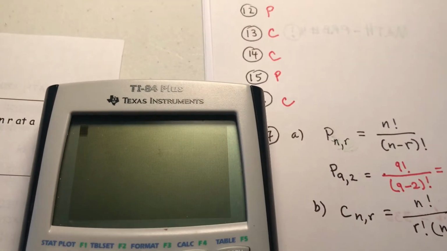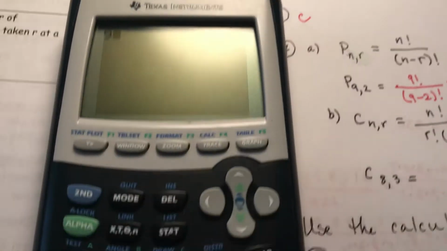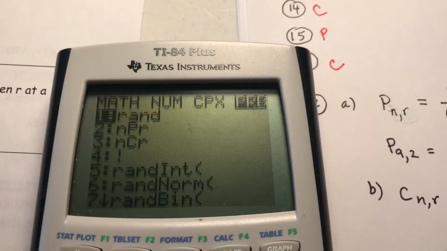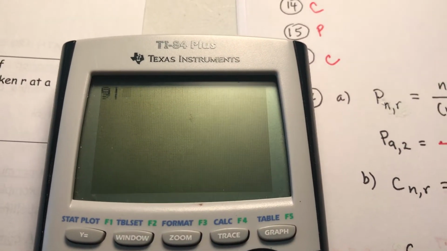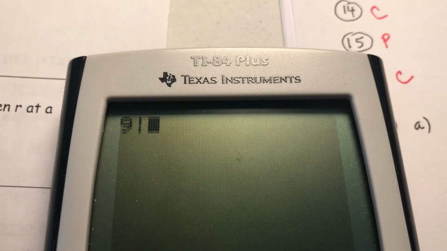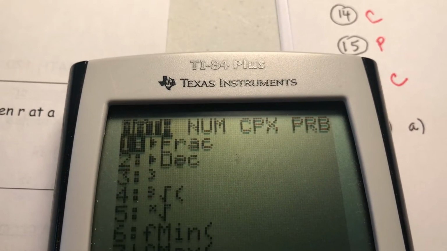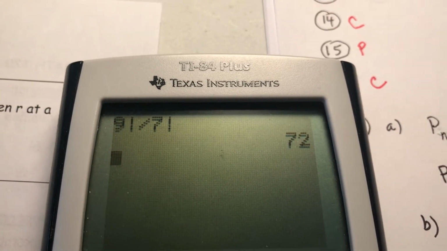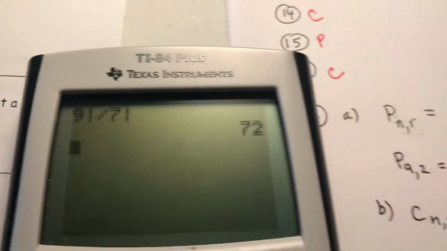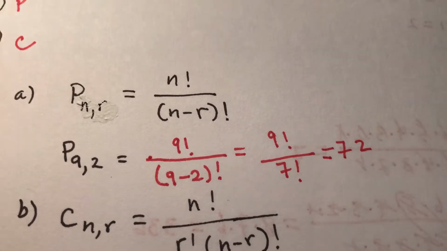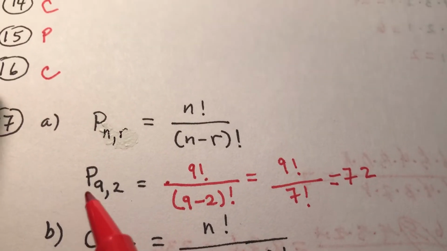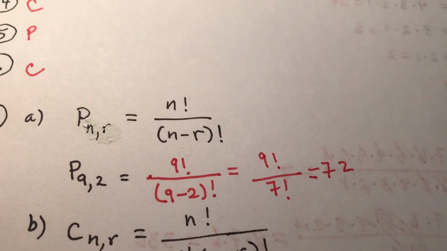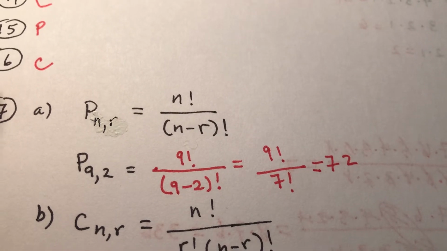On the calculator, remember we're going to go 9, and then you push your math button and go over to probability and then number 4. So I'm taking 9 factorial and we're going to divide by 7 factorial. Math, probability, number 4, and I'm getting 72. So there are 72 ways of taking 9 objects and ordering them 2 at a time where order matters.